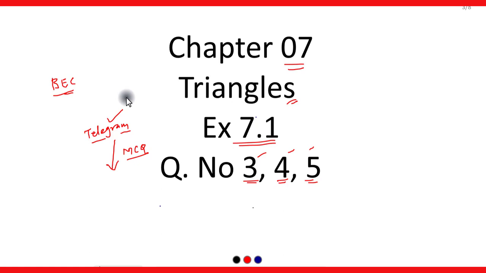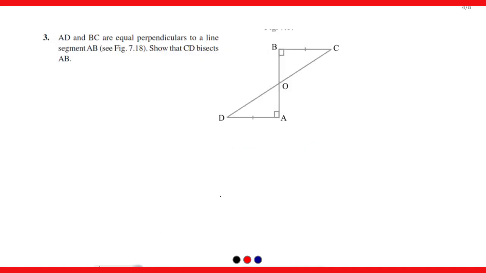Now let us see the first question, that is question number 3 from exercise 7.1. The question is that AD and BC are equal perpendiculars. AD is perpendicular on AB, as well as BC is perpendicular on AB. It means that AD and BC both are perpendiculars on AB, and we know that the perpendiculars drawn on the same line are always parallel, so we can say that AD and BC are parallel also.